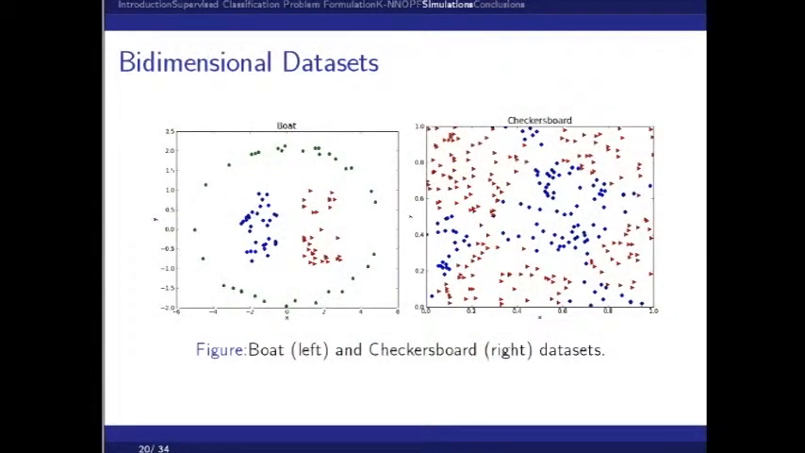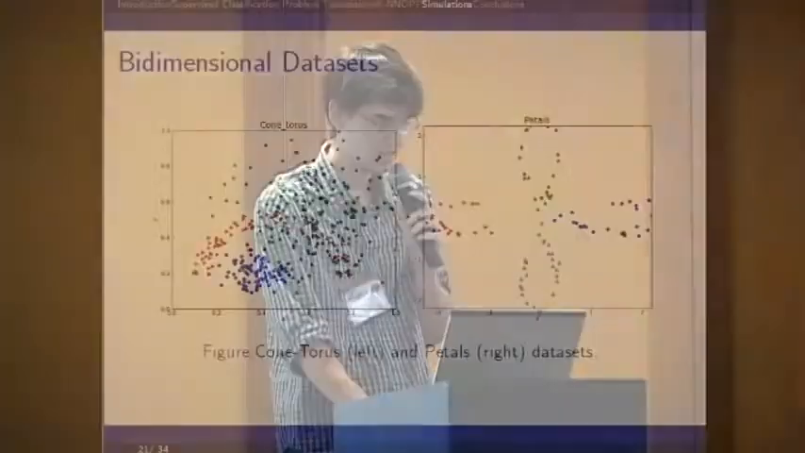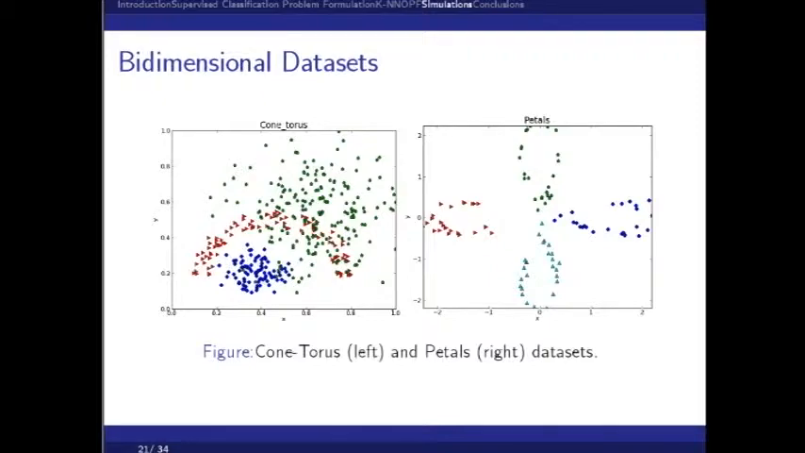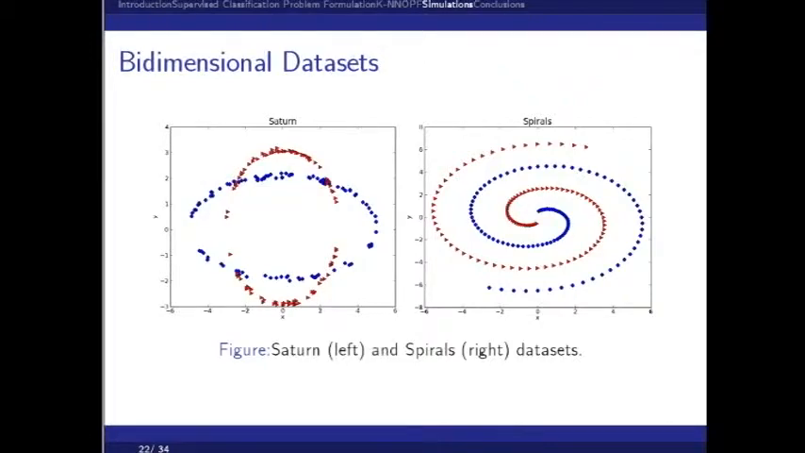Here are the dataset descriptions. We focus a lot on bidimensional datasets because we want to see the decision boundaries. And these datasets here, Bolt, Checkers Board, Contours, Petals, Saturn, and Spirals are synthetic datasets, and Digits, Iris, and WBC are real datasets. So here is the illustration of the bidimensional datasets, Bolt, Checkers Board. We can see that they are very nonlinear distributions with some superposition, like in this Contours example, and the Petals. The Saturn example also has some superposition, and the Spirals example is also very nonlinear.